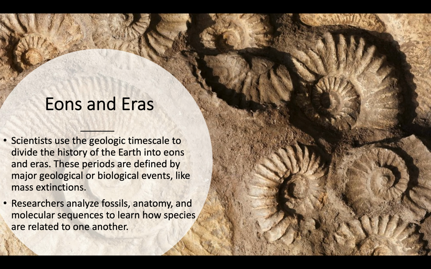So let's start off talking about time. Eons and eras are just 2 words used by scientists to describe the geological time scale. Scientists will use the geological time scale to divide the history of the Earth into both eons and eras. These periods are defined by major geological or biological events, like mass extinctions, an example being what killed off the dinosaurs. Researchers analyze fossils, anatomy, and molecular sequences to learn how different species are related to one another.